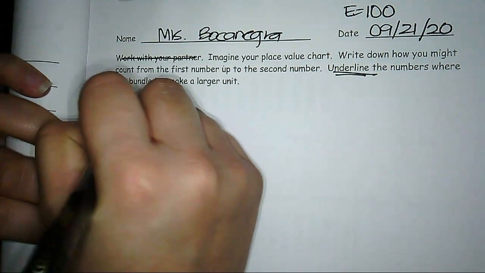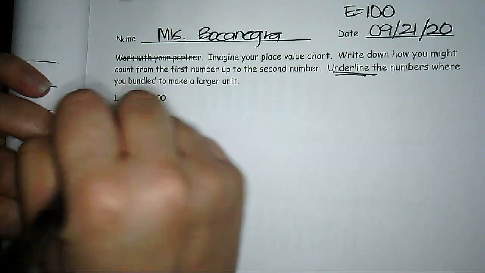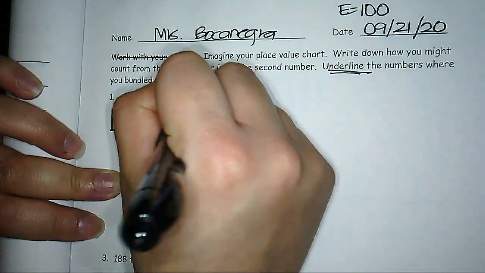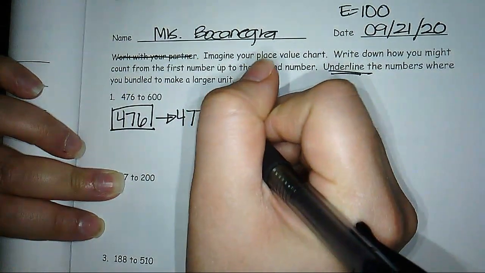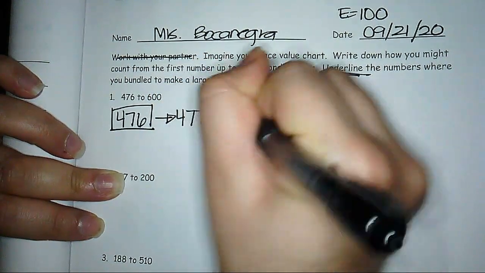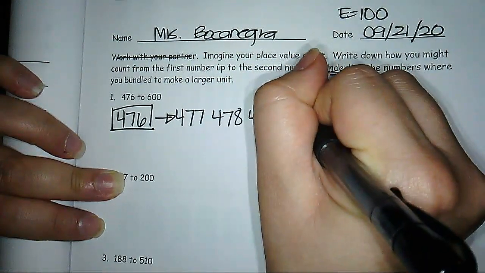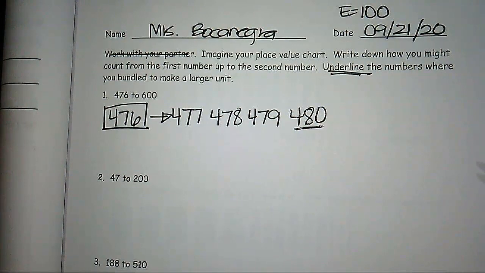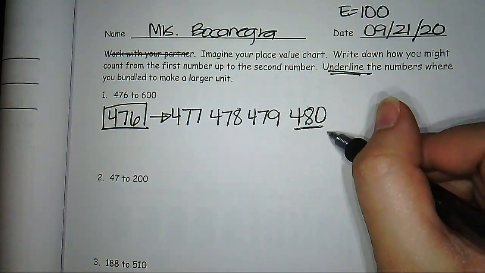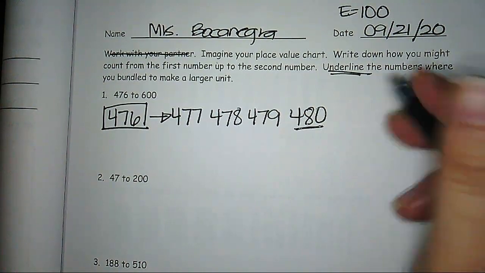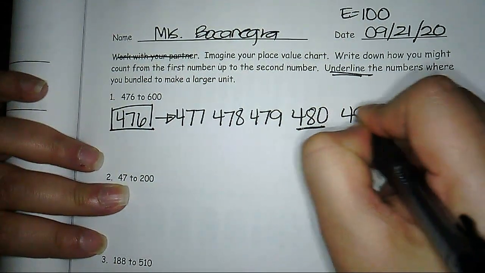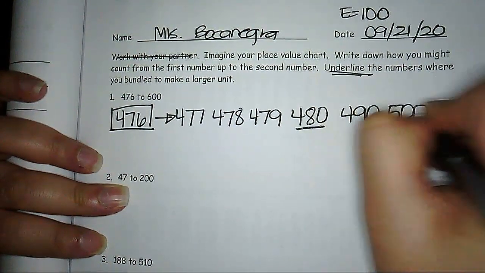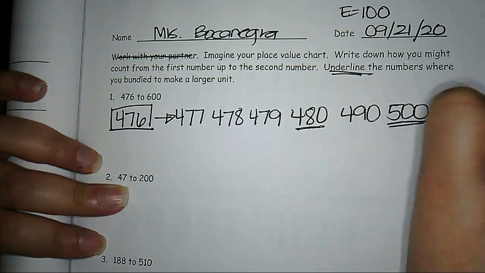So let's do 476. I box it. I'm going to put a little arrow. And after 76, we counted by ones and we went 477, 478, 479, 480. I got a 10. I got a benchmark, so I underlined that number. Then I go to 490. Then I go to my next benchmark number that is 500. I underline it and I stop at 600.